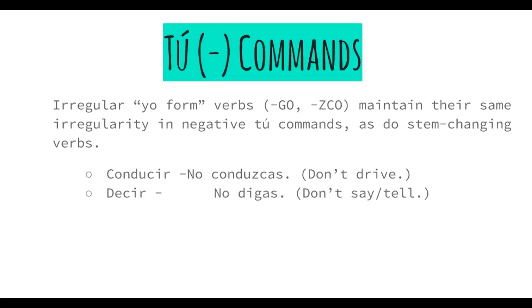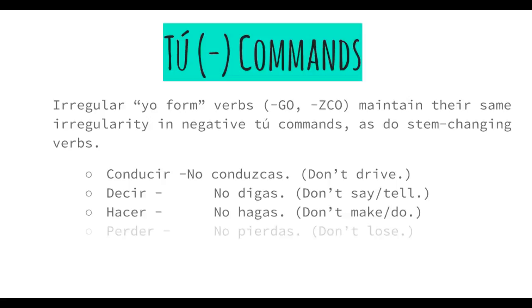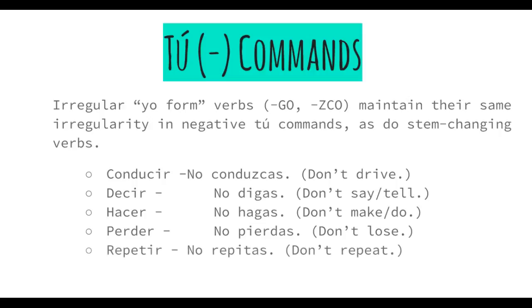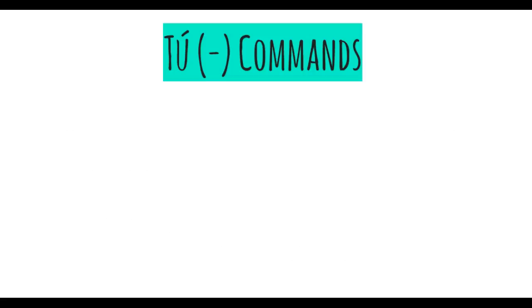Here's a couple of examples of some stem changing verbs. Oh, sorry, hacer, that's another GO verb. So I would say no hagas, don't make or don't do. Now I have some examples of stem changing verbs. Perder, the verb for to lose. No pierdas, don't lose. Repetir is an E to I stem changing verb, and I would say no repitas, don't repeat.